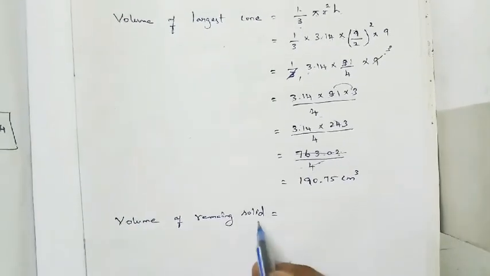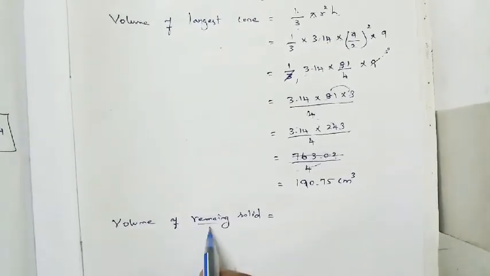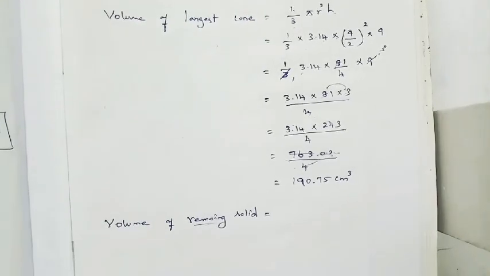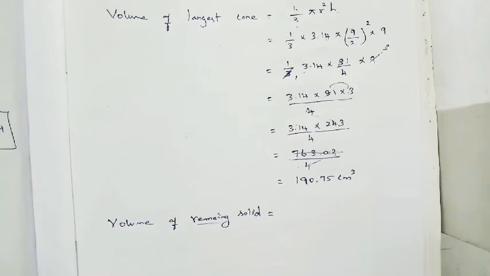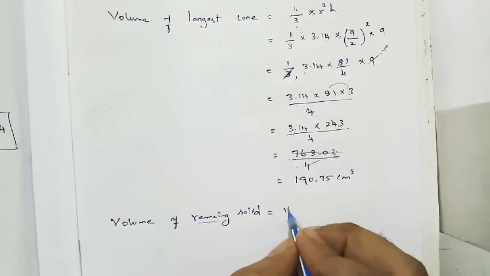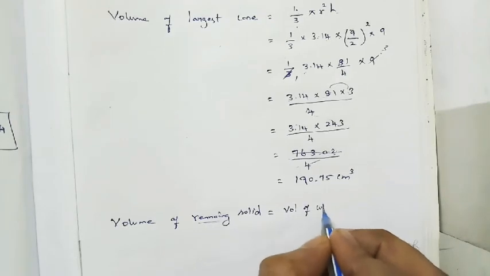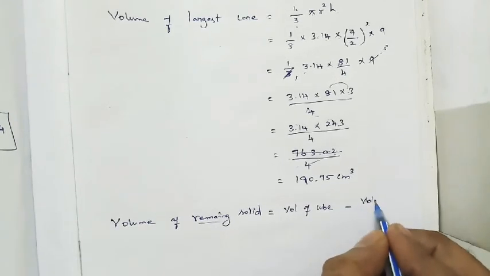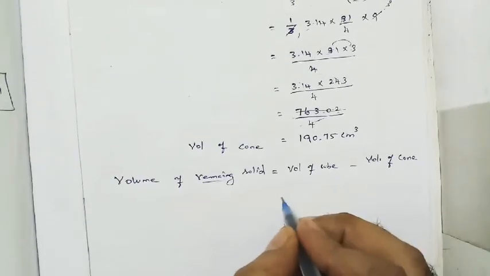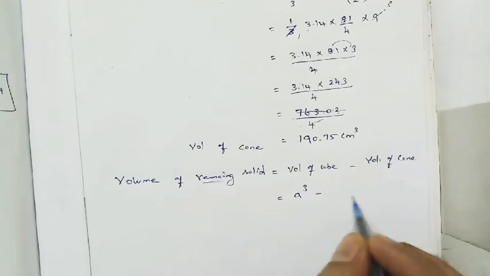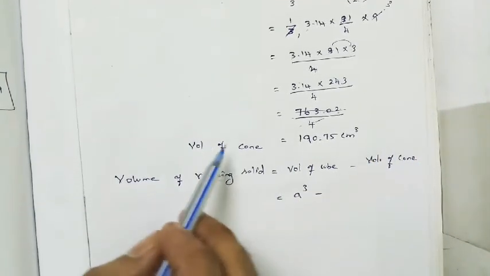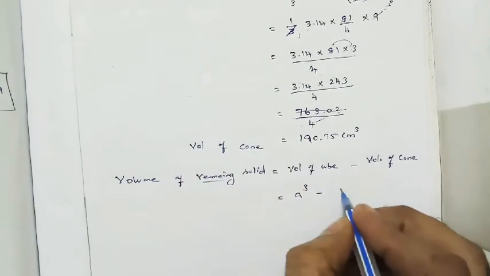Next we want to find the volume of the remaining solid. That's very important. After removing the volume of the cone from the cube, we want to find the remaining solid. That is nothing but volume of cube minus volume of cone. We already found the volume of the cone, so don't simplify again; directly substitute the value.